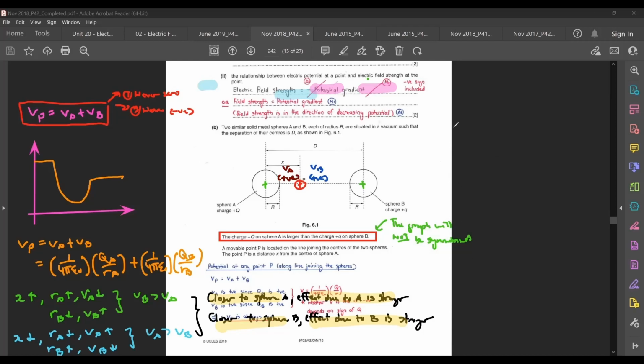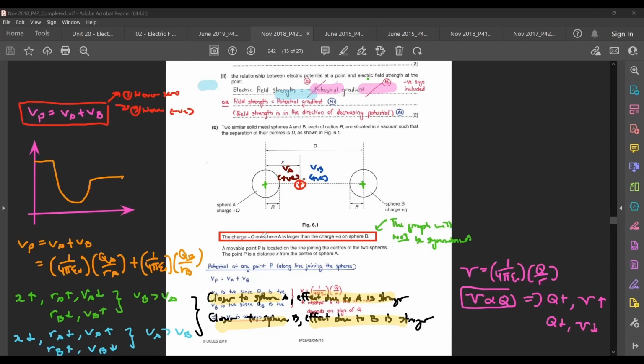V is by right 1 over 4 pi epsilon naught Q over R, right? Such that V is actually proportional to Q. So this one, I can say that if I have a larger Q, my potential tends to be larger. If my Q is smaller, my potential tends to be smaller. So what can I say from here is this.